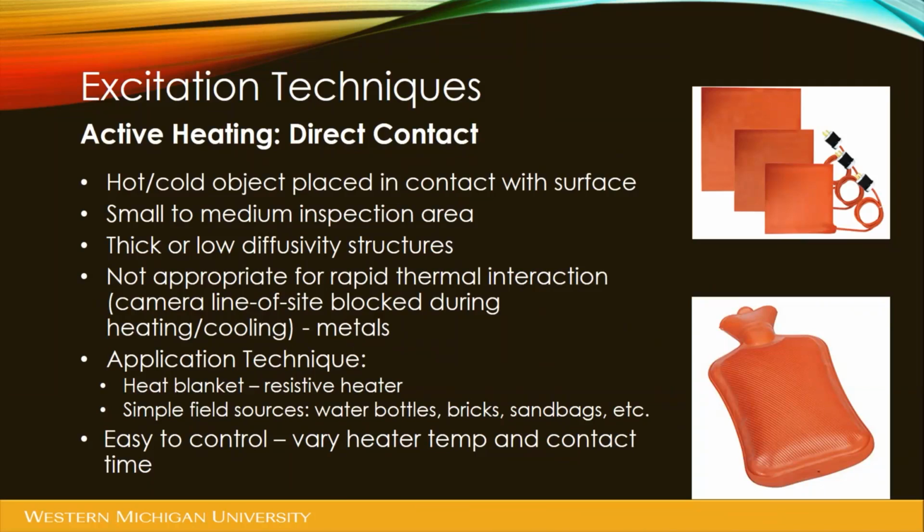Small to medium, right? You're not going to have a giant heat blanket. Maybe you grab the heat blanket off your bed, but even that's not a huge area compared to a whole hangar. But they're good for thick or low diffusivity structures, where it takes a lot to get the heat to make its way through an object. You can put one of these hot bond mats on and leave it on there for hours, and just heat and heat, get that heat in there, and then take it off and image it.